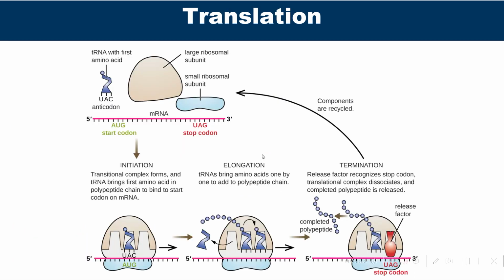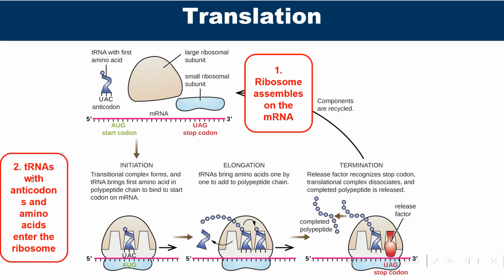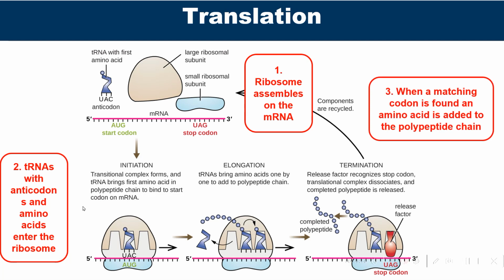For translation, that's where you're going from mRNA to the polypeptide sequence. Just a reminder that translation depends on the ribosomes. And so you will have a messenger RNA, and what needs to happen first is that the ribosome itself needs to assemble on that start codon. That's the initiation. And then at that point, tRNAs, with their anticodons and carrying some amino acid, are going to start coming in and try to find matches.